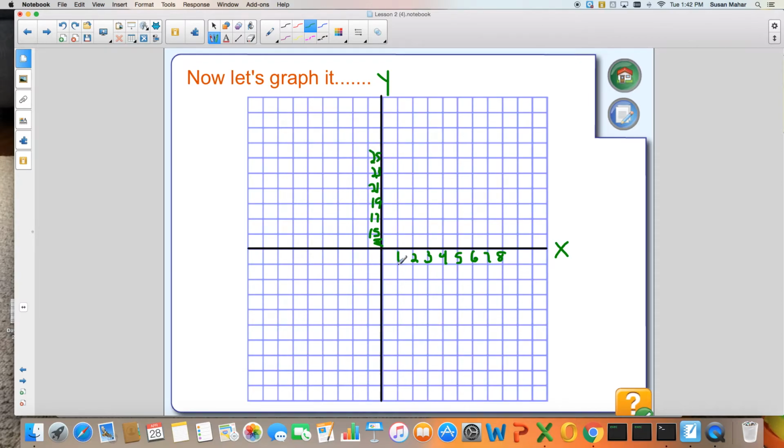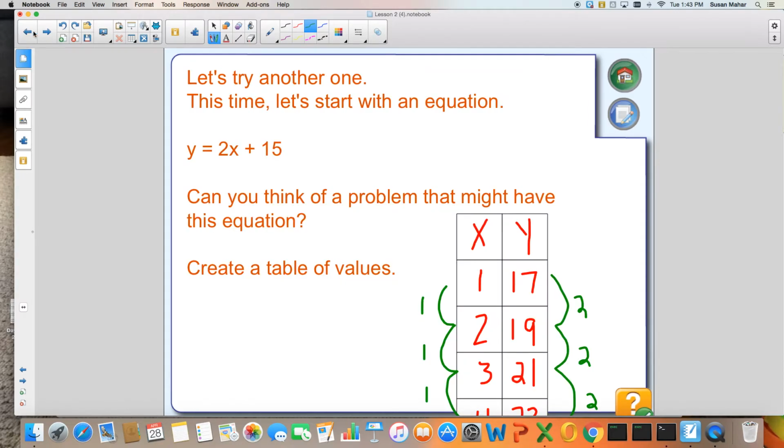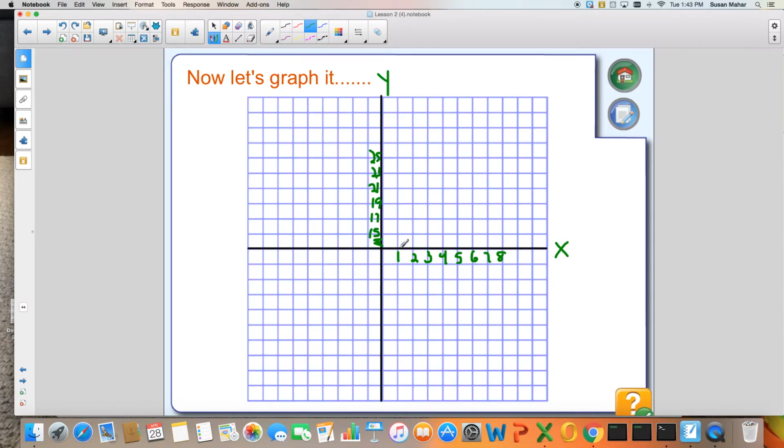And I want you to notice again, my numbers are lined up with lines, not spaces, and my intervals are the same. Here, each of them is changing by 1. Here, they're each changing by 2. And now I'm going to go back and graph my equation. So my first ordered pair is 1 and 17. So I'm going to go to 1 and 17. I'm going to make a dot, and I'm going to put 1 and 17.